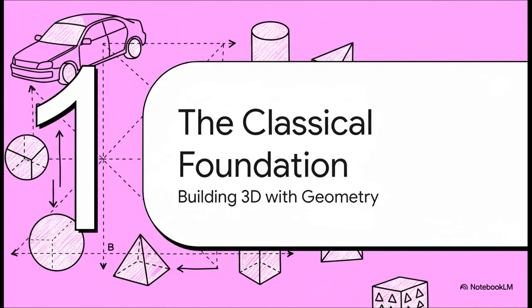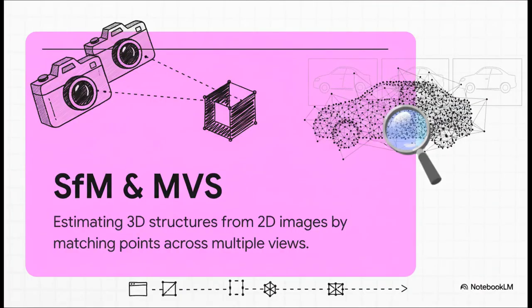Before deep learning completely changed the game, the world of 3D reconstruction was all about pure geometry. I mean, these classical methods really laid the foundation for everything that followed. Okay, so the big players back then were techniques called structure from motion, or SfM, and multi-view stereo, MVS. And the core idea is actually pretty brilliant.